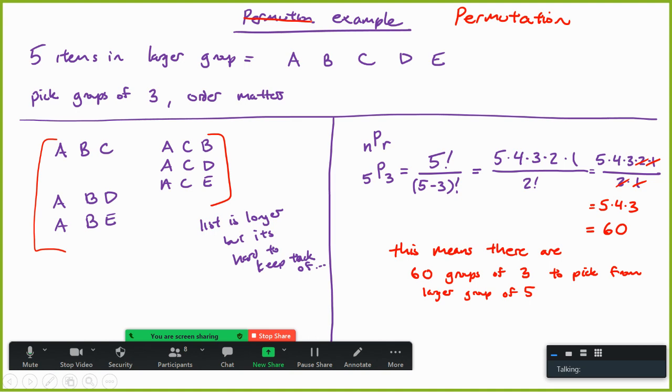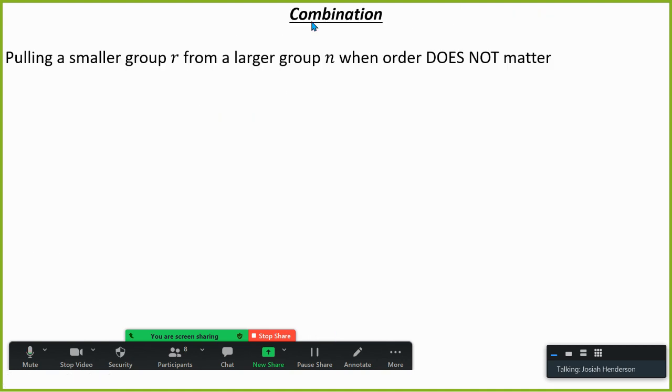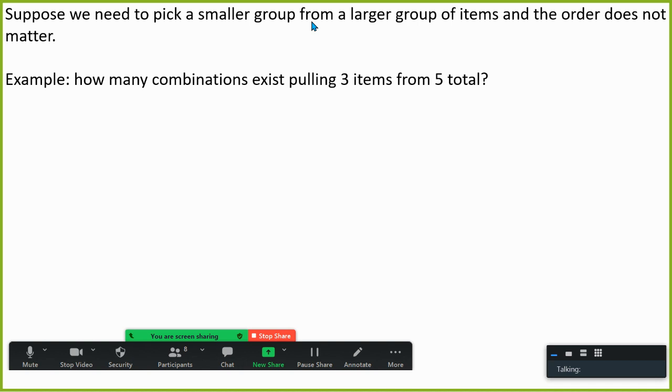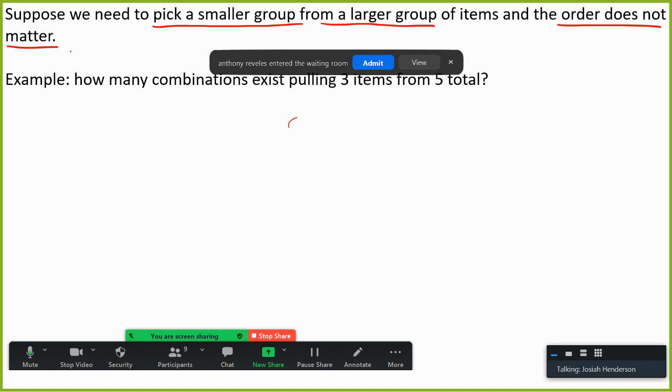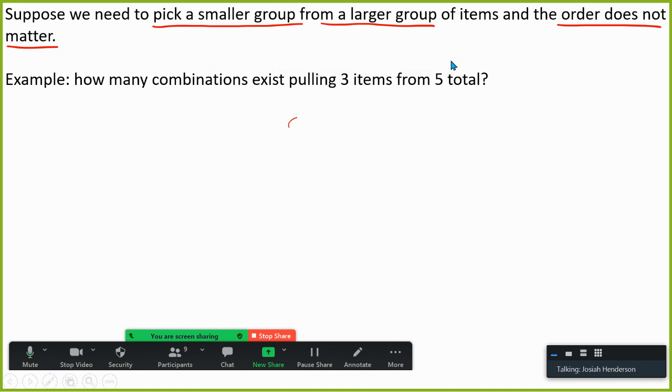No questions. Then let's look at our next topic. So I'm going to start with an example. Suppose we need to pick a smaller group from a larger group of items, and the order does not matter. And this is key: the order does not matter now. How many combinations exist pulling 3 items from 5 total, and the order doesn't matter?